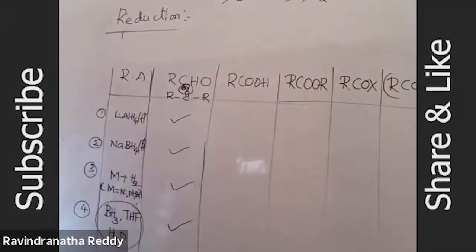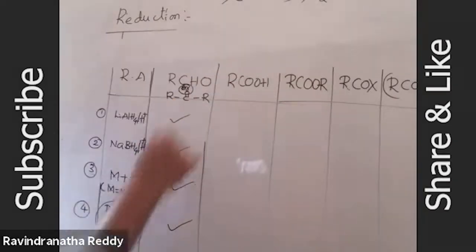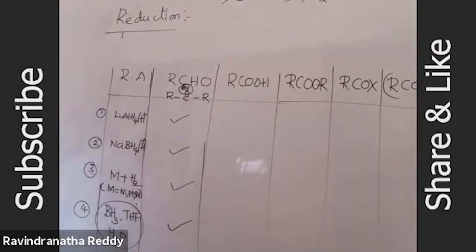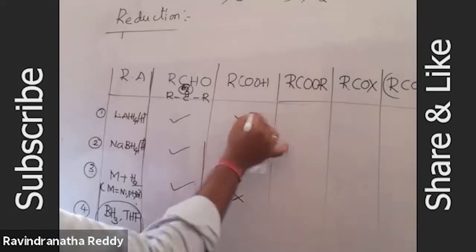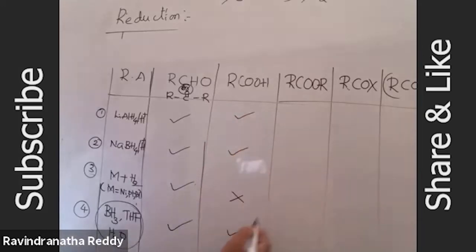Similarly, carboxylic acid, RCOOH. Listen carefully. For the carboxylic acid condition, you can use any one except metal and hydrogen. Metal hydrogen is not suitable; we don't use it for carboxylic acid. That metal means nickel, platinum, palladium. Other alloys like ruthenium and copper are not in our syllabus. Avoid that.